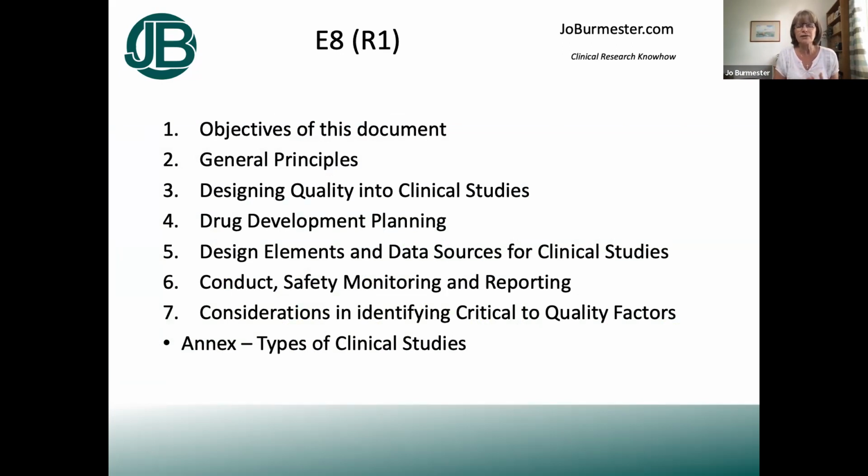And then there's also the critical to quality factors, or CTQ factors, that are in, you can see it's in chapter 7 there, but it really runs through the whole document, that it talks about critical to quality factors all the way through. So chapter 3 is about the quality by design bit, and then that feeds into the drug development planning, and then the design elements and data sources for clinical studies, and then the conduct, safety monitoring and reporting. And then that chapter 7 is about considerations in identifying critical to quality factors.